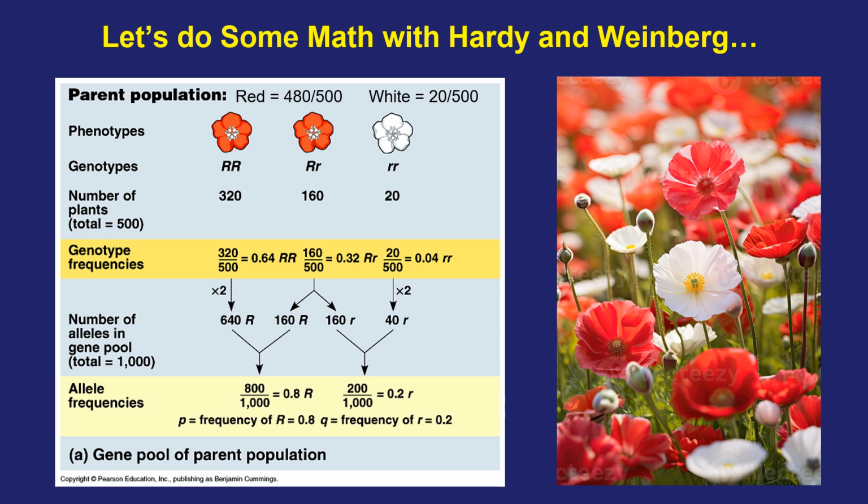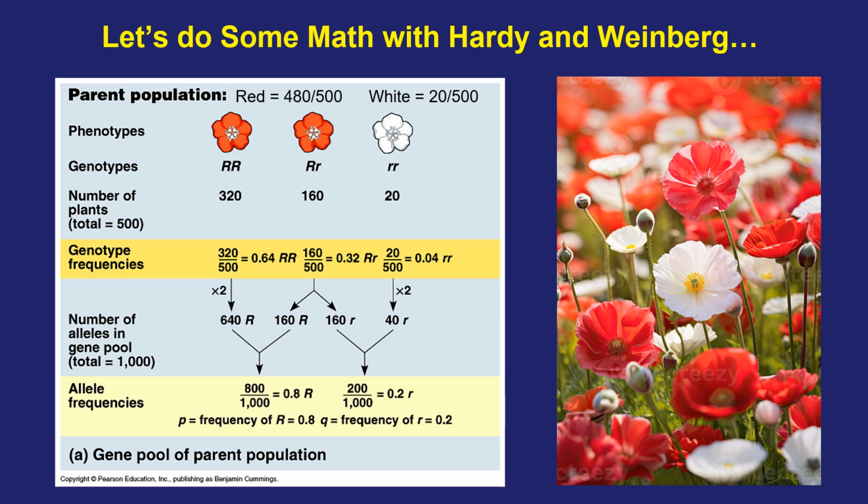So for the homozygous dominant, we have 320 of those individuals. As you can see highlighted in yellow there, if we take 320 and divide it by 500, we get 0.64. That is our frequency. We have 160 of the heterozygous individuals. Again, we can divide that by 500. So 160 divided by 500, we get 0.32. And then we have 20 of the homozygous recessive individuals. We divide that by 500 and we get 0.04.